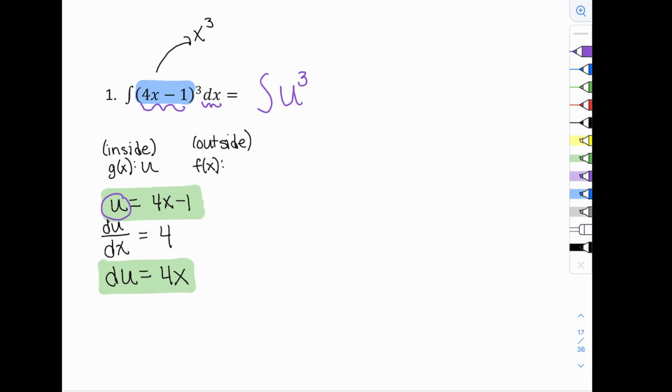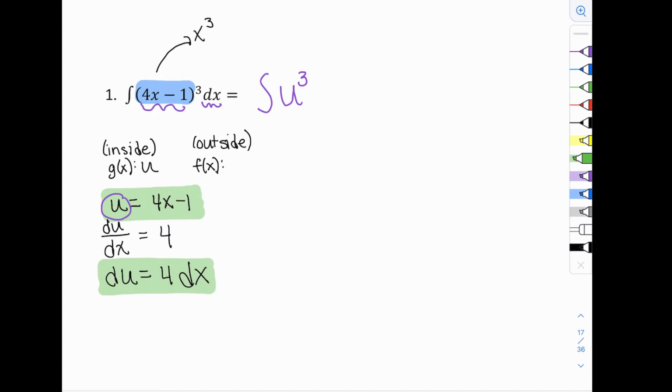So now we have to rewrite dx here, and I'm realizing that I didn't write this down correctly. So let me go ahead and erase this. I had said that when we had du over dx is equal to 4, we could get du by itself by multiplying both sides by dx. I just wrote that for some reason as x instead of dx. So this is what it should be.